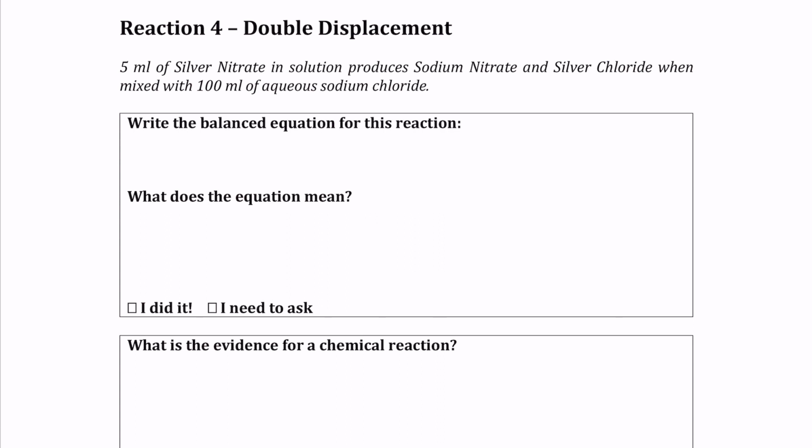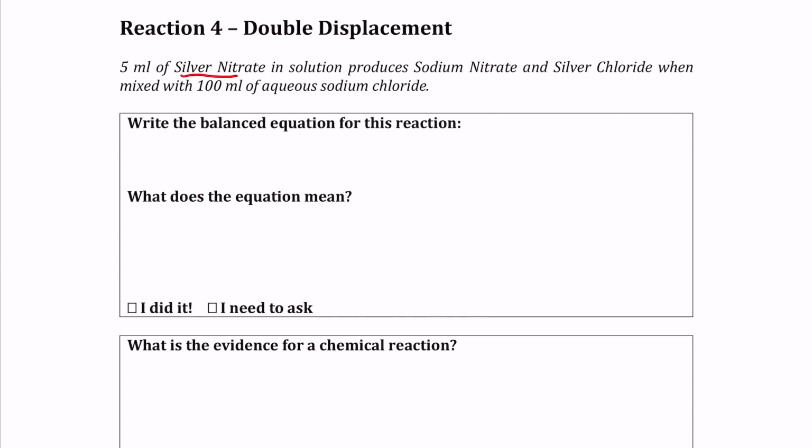Okay, last reaction. So you just saw the silver nitrate and the aqueous sodium chloride, which is really just salt water, combined, and they formed a nice precipitate, which is the silver chloride. So let's write the balanced equation for that. This one I've written a little bit strangely so that you have to pick out the reactants and pick out the products here. It says 5 milliliters of silver nitrate in solution produces sodium nitrate and silver chloride when mixed with 100 milliliters of aqueous sodium chloride.